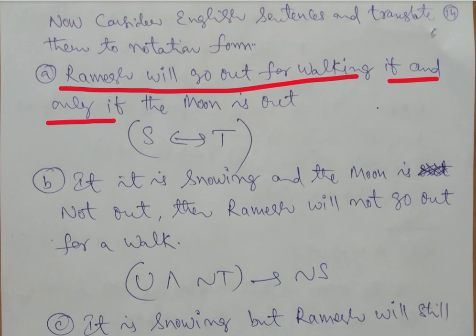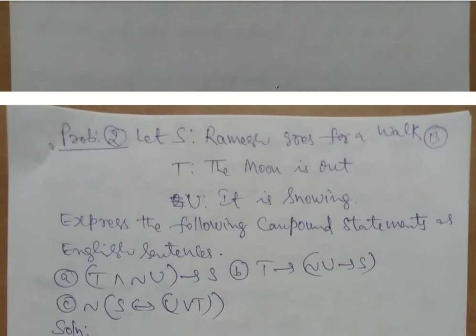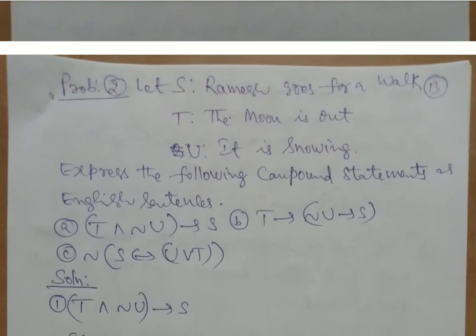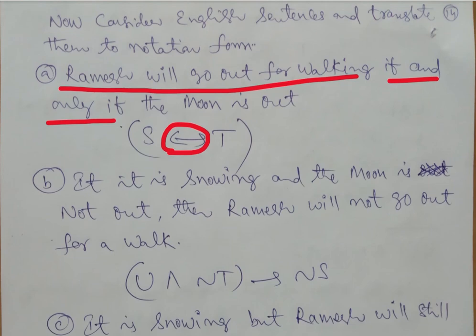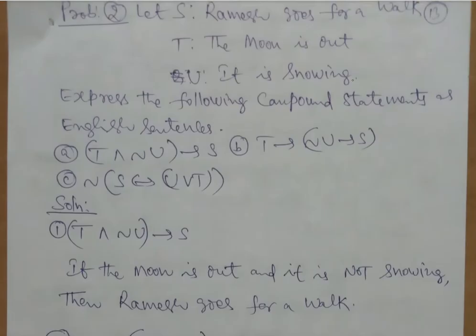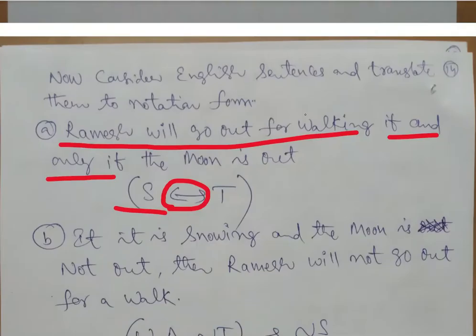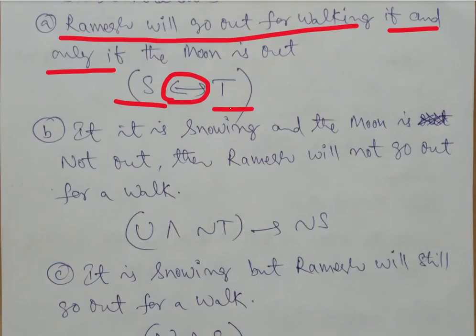The minute you see "if and only if", it is a bidirectional, biconditional. Ramesh will go out for a walk. So Ramesh going out for a walk is given as yes, S. Moon is out is T. So S and T are connected using biconditional.